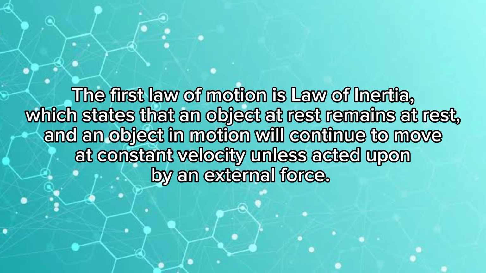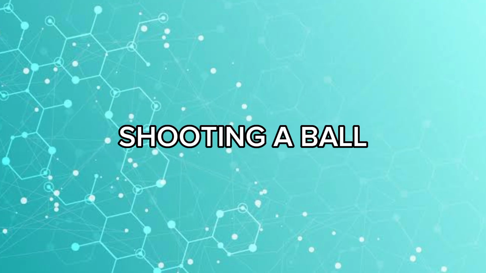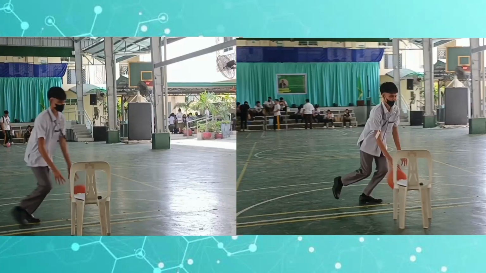The first law of motion is the law of inertia, which states that an object at rest remains at rest, and an object in motion will continue to move at constant velocity unless acted upon by an external force. Shooting a ball, for example, is a projectile motion, but notice the difference.